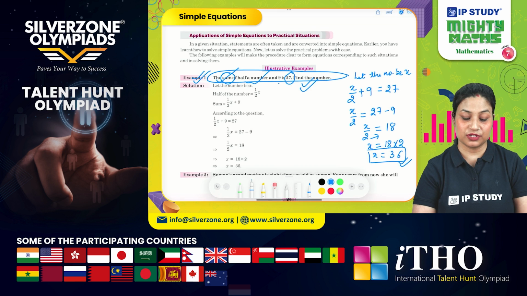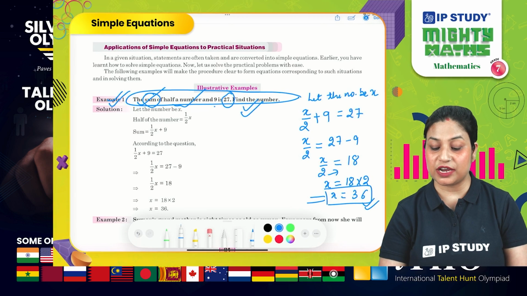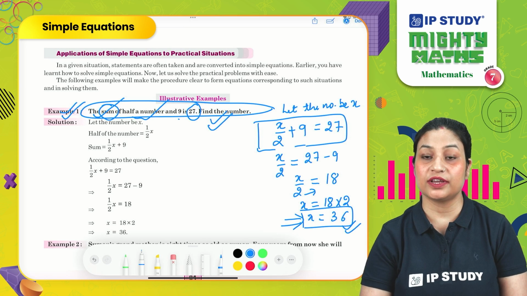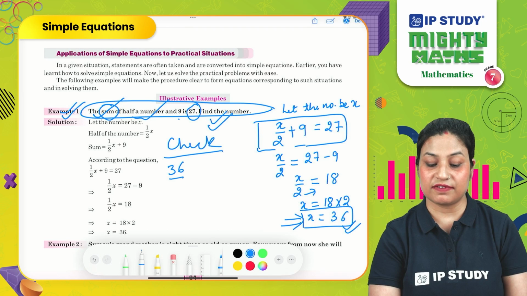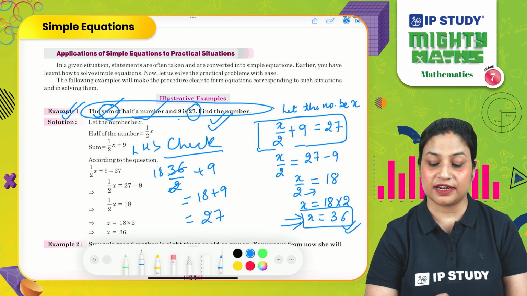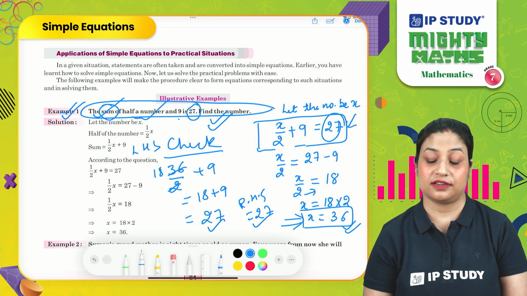Now suppose you want to check if your answer is correct or not. What you will do is take this value of x and put this value in your expression. Let me check if my answer is correct or not. So 36 divided by 2 plus 9. If I do it like this, what will I get? 27. And this was my left hand side. And what is my right hand side? Right hand side was 27. Since LHS is equal to RHS, my answer is correct. That means x is equal to 36 is my correct answer.